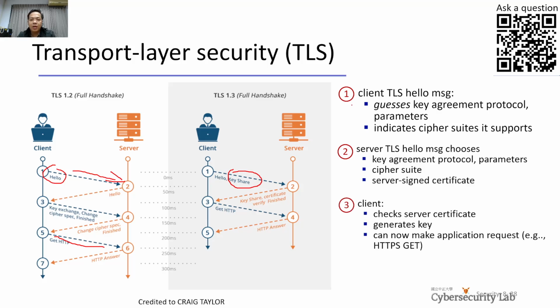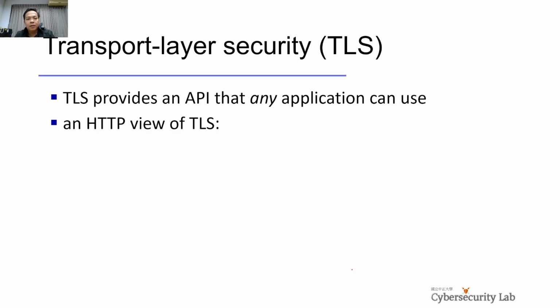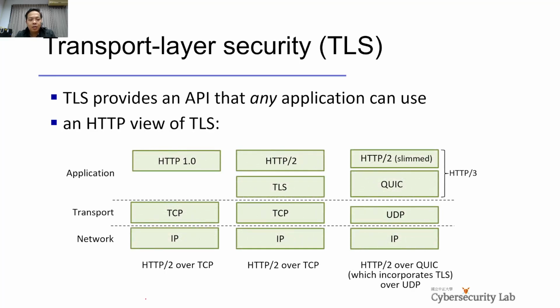So yes, we have a three-step process: the client hello, and the server tries to reply with a TLS response. About the client, we can check the certificate, generate the key, and initialize the HTTP request. Currently TLS supports many applications, and any application can use the API, and each layer will be used differently.